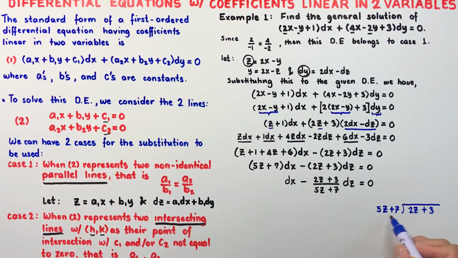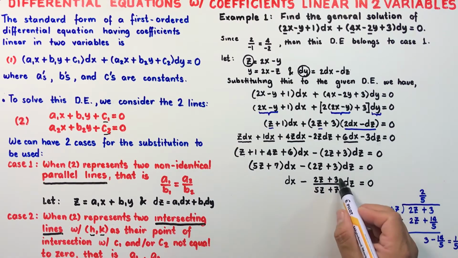So 2z when divided by 5z, we have 2 over 5. And then when you multiply back this 2/5 to 5z, we have 2z here. And 2/5 times 7, we have positive 14 over 5. So subtracting this one, 2z by 2z, we have 0. And this 3, when subtracted by 14 over 5, we have 3 minus 14 over 5. We can represent 3 as 15 over 5. And 15 over 5 minus 14 over 5 is the same as 1/5. So we have a quotient of 2/5 here and a remainder of 1/5.